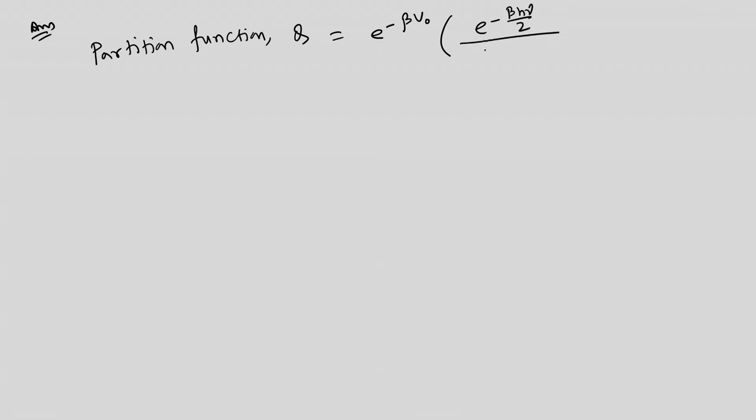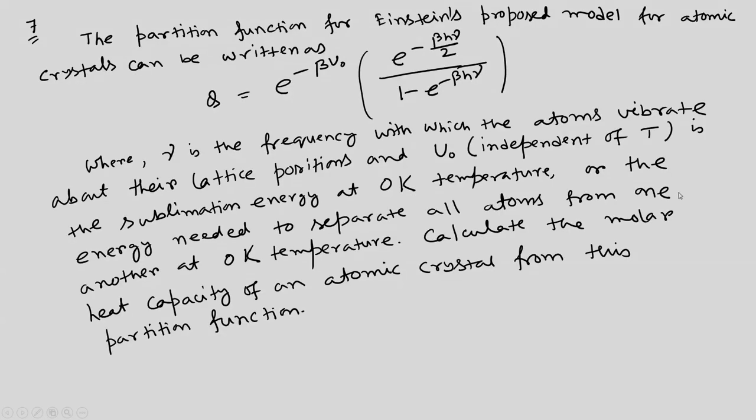So, the partition function Q is e to the minus beta U naught, e to the minus beta h nu by 2, by 1 minus e to the minus beta h nu. What do we do actually? The partition function expression is now a little bit modified. So, you use q is e to the minus beta U naught, e to the minus beta h nu by 2, by 1 minus e to the minus beta h nu, and the whole thing is raised to the power N. So, this is the partition function expression.